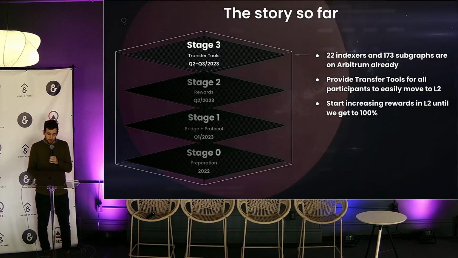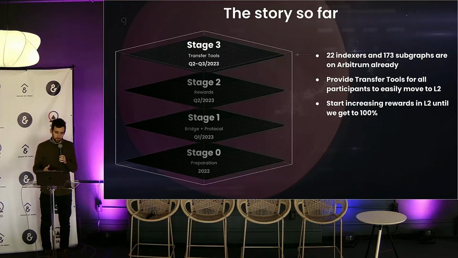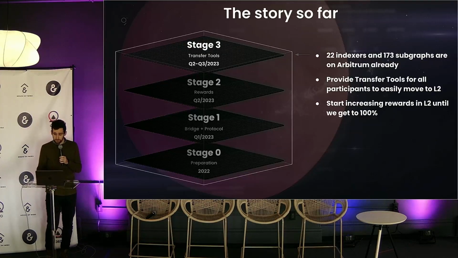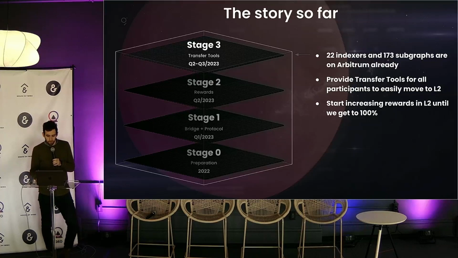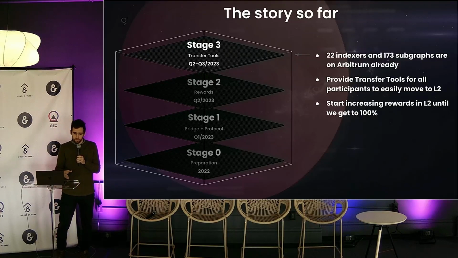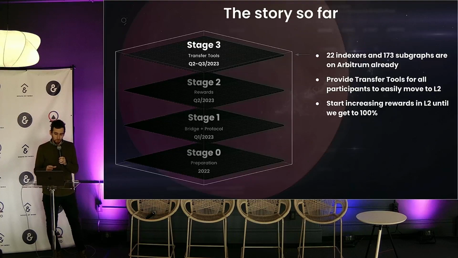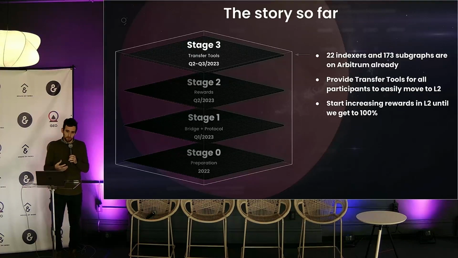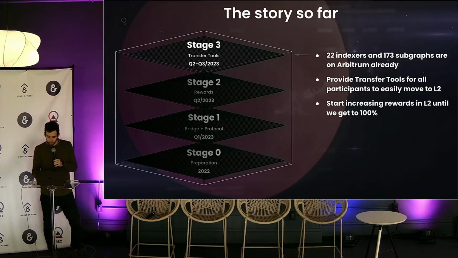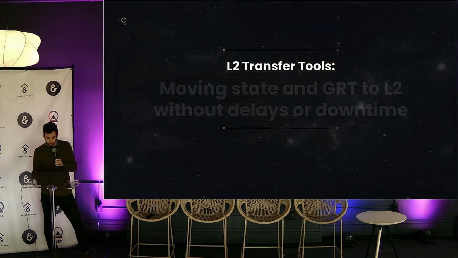That is, we have 22 indexers that are already doing their operations on Arbitrum as well as mainnets, and 173 subgraphs that have been published there. And all of this is obviously with a very small amount of the indexing rewards, but we want to get that to 100% at some point. So in order to unlock this, we need to make it very easy for the whole network, the whole community to move over to L2. And that's where the transfer tools come in, and that's what I'm going to show you next.